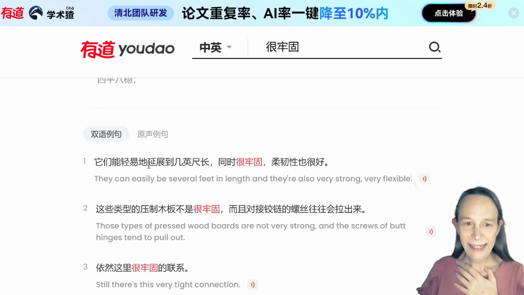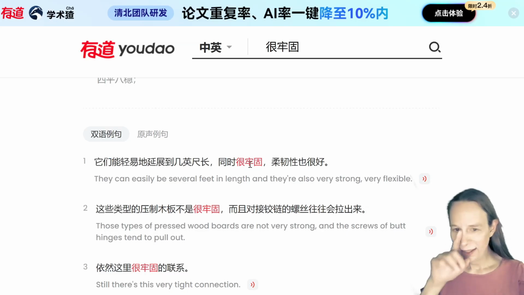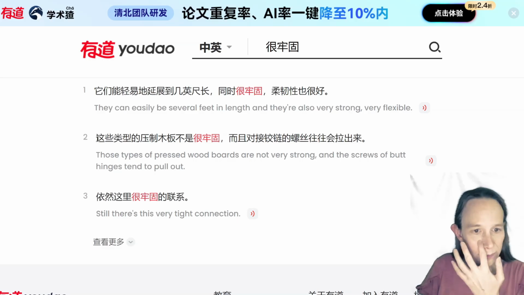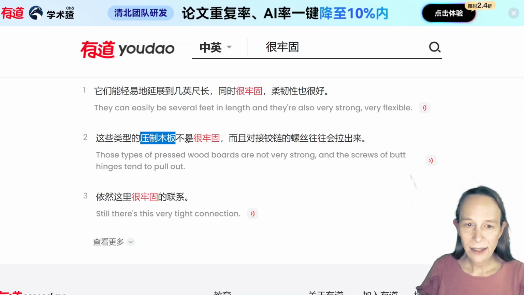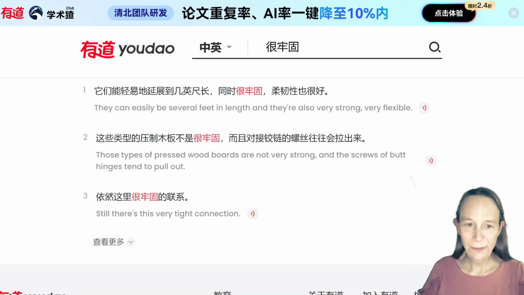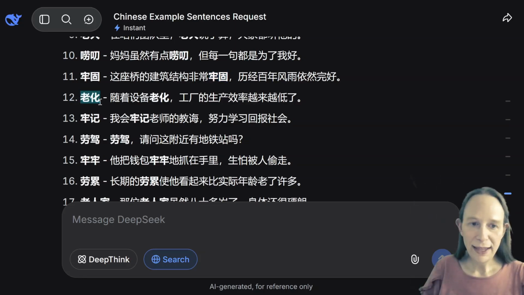他们能轻易的延展到基因村长. Okay, so 他们很牢固, that didn't help. All right. 这些类型的压制木板不是很牢固. So those are not very strong, not very solid. 这里很牢固的联系 a tight connection. So this is more figurative, secure connection. All right, 牢固.